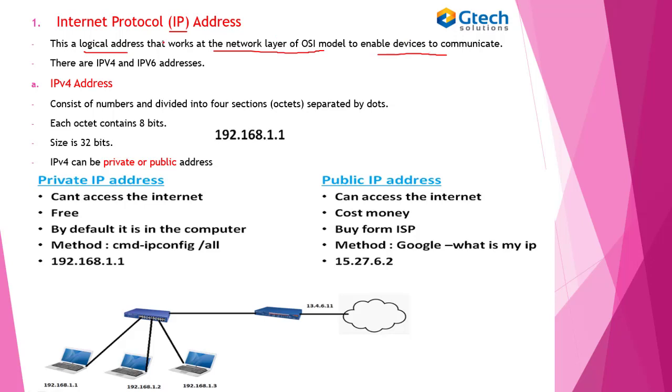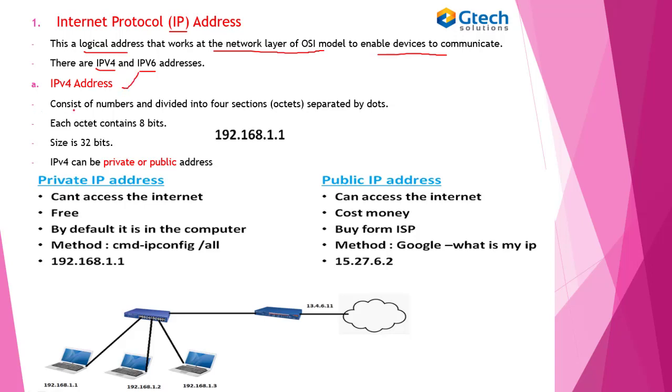So there are two categories of IP address. There is IP address version 4 and IP address version 6. We will start by looking at IP address version 4.